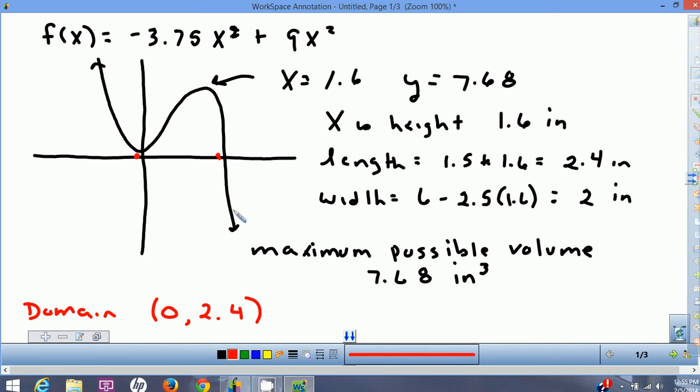And remember, it cannot be exactly those values, because if it was exactly 2.4, I would have a volume of 0. If it was exactly 0, I would have a volume of 0. And I want a volume that's actually there, which means these are parentheses and not brackets when I state the domain of my function.